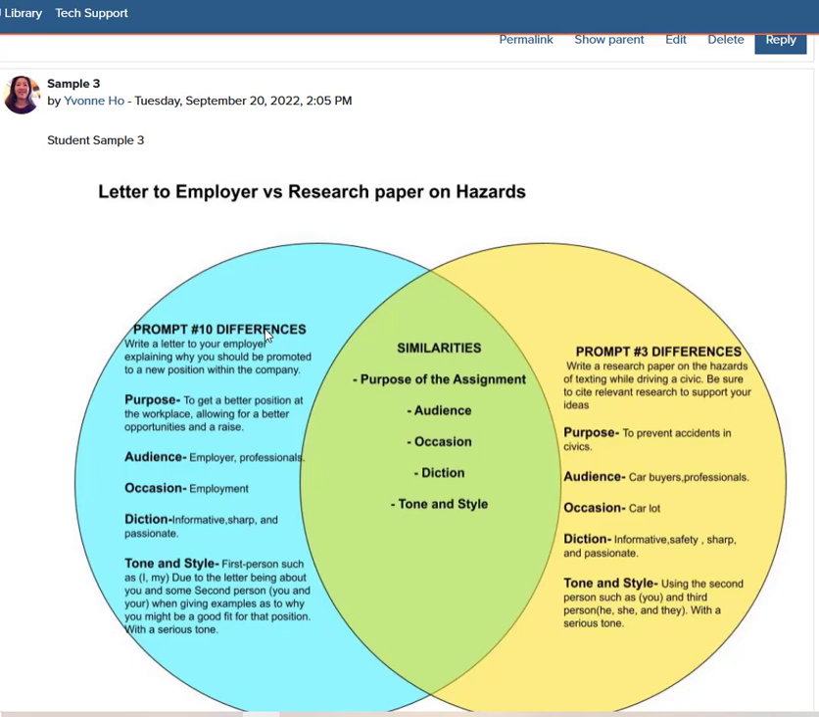Here she says that when she wants to write to her employer, the purpose is to get a better position at the workplace. Audience is her employer or other professionals. Occasion, she wants to get promoted. Diction, informative, sharp, and passionate. Tone and style, she wants to sell herself as the one to be promoted, so she can use first and second person case. Yes, if you want to sell yourself or sell an object, you can use first and second person case if you're doing a persuasive message to sell an object to the audience.